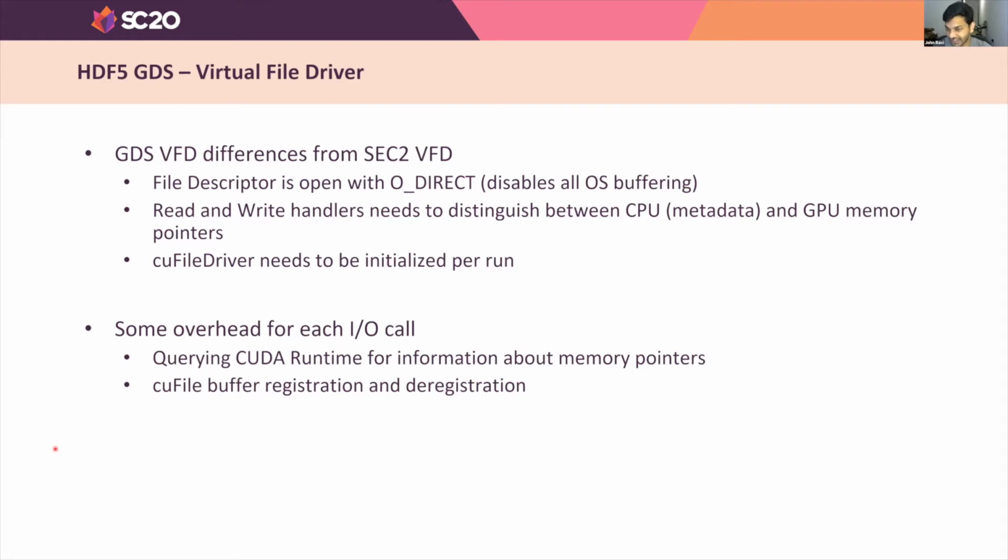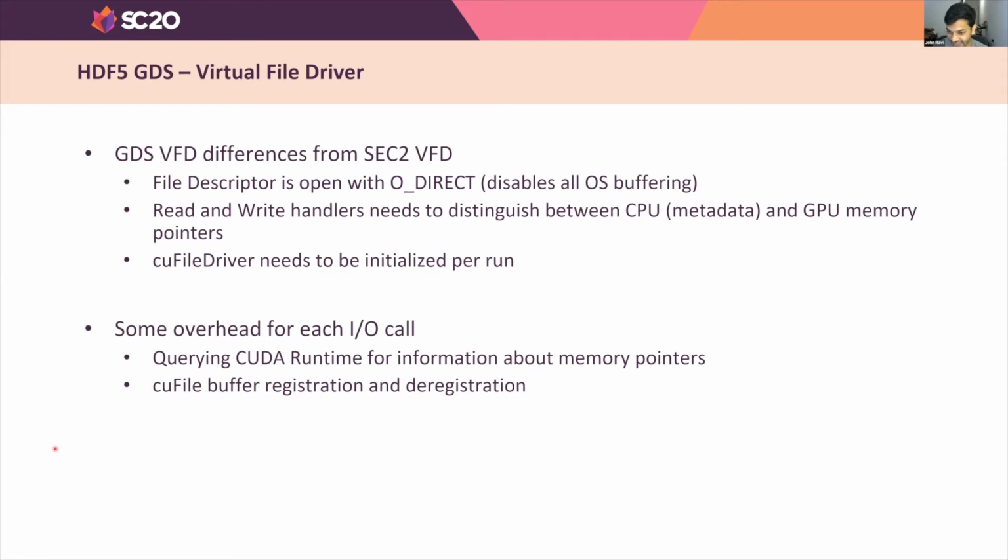Another thing is that the cuFile driver, which is the NVIDIA driver that enables this GDS, needs to be initialized per run. So that's a little bit expensive too. Another overhead is that, to distinguish between CPU memory and GPU memory pointers, I currently query the CUDA runtime to figure out where the memory pointers are allocated. And that happens for each IO request, and that can be expensive for smaller IO transfers.